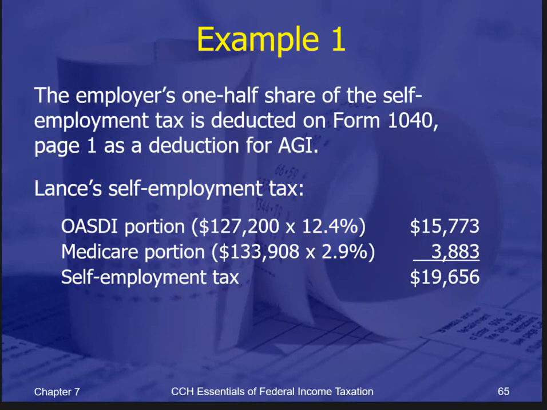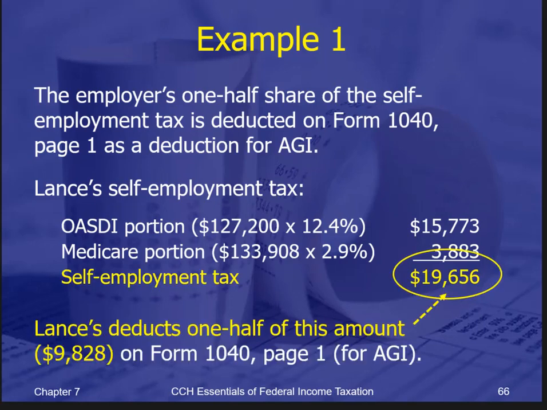Then you get a for-AGI deduction on page 1 of your 1040 called one-half of your self-employment tax. So you take that, divide by 2, easy, 98.28 is a deduction. So that's kind of like, yes, you have to pay both the employee and the employer share, but you get to deduct the employer share.